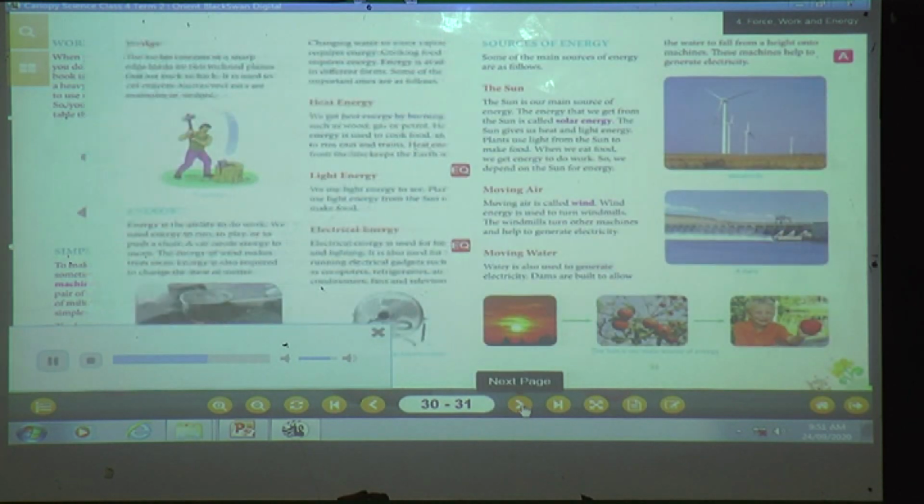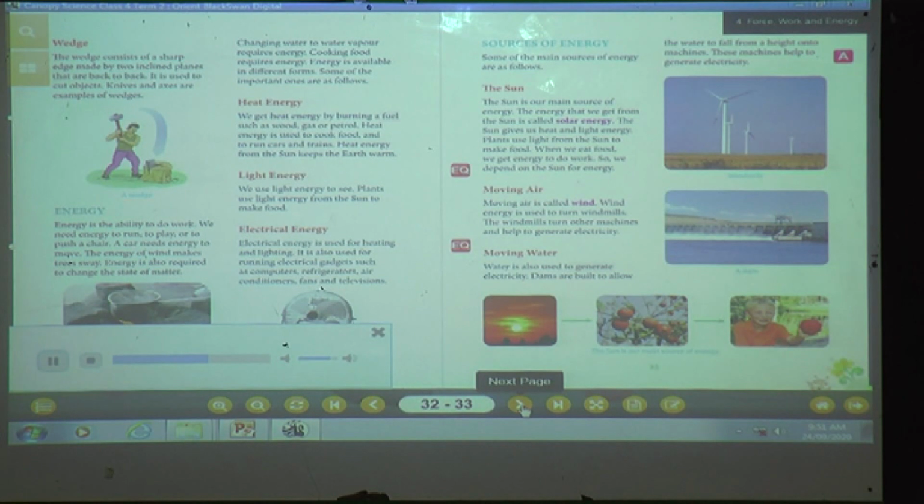Wedge. The wedge consists of a sharp edge made by two inclined planes that are back to back. It is used to cut objects. Knives and axes are examples of wedges.